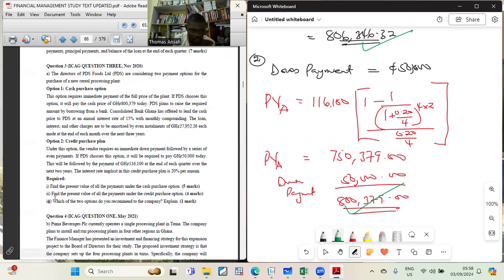All right. And here, which one of the two options? I think we should go for this one because this is lower. You are paying the one that will give you the lower. So that is the recommended payment plan.